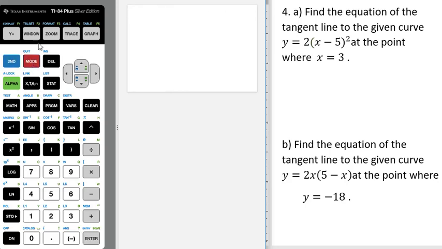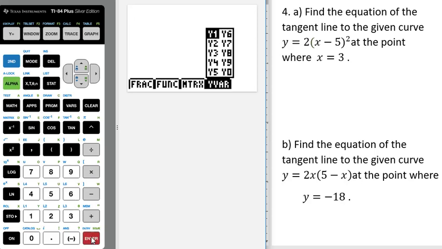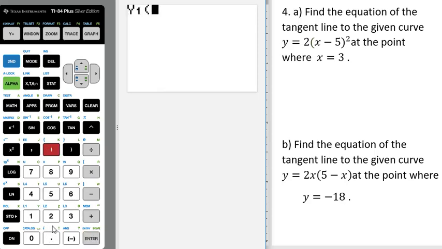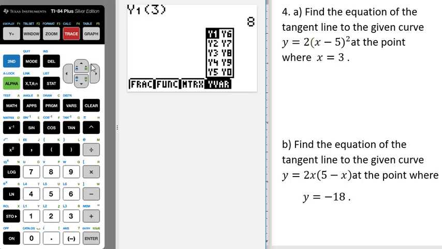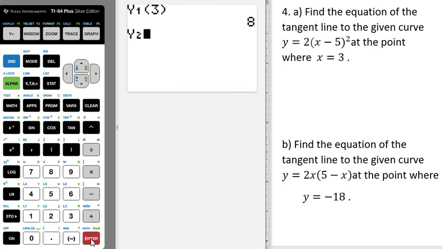Now I quit. We want to figure out the coordinates when x equals 3. So I do alpha trace, enter. Here is 3. Plug in 3, 8, that's our x1, y1. Then I do alpha trace. y2 is our slope of a tangent line. We plug in 3. You will get negative 8. This will be the slope.